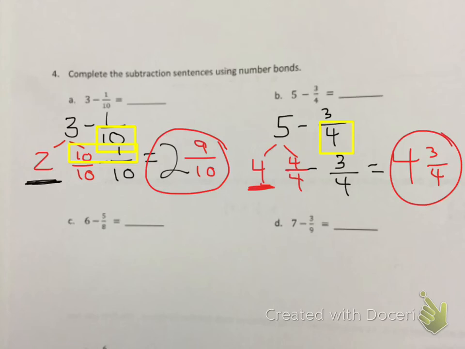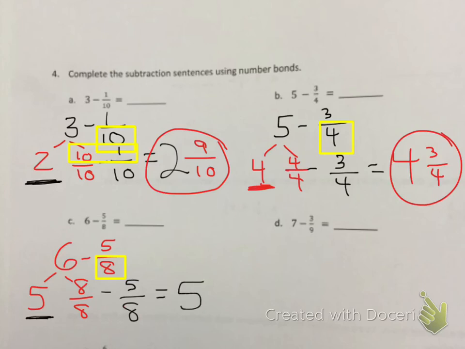So we're moving on to the 4C. All right. Let's go with 6 whole and 5/8. I'm going to decompose 6 whole. We're taking out a whole. We have 5. My denominator is 8 here, so I know that it's going to be 8/8. Now I'm able to subtract 5/8 from that. Don't forget your 5 whole. And it's 5 whole and 5/8.